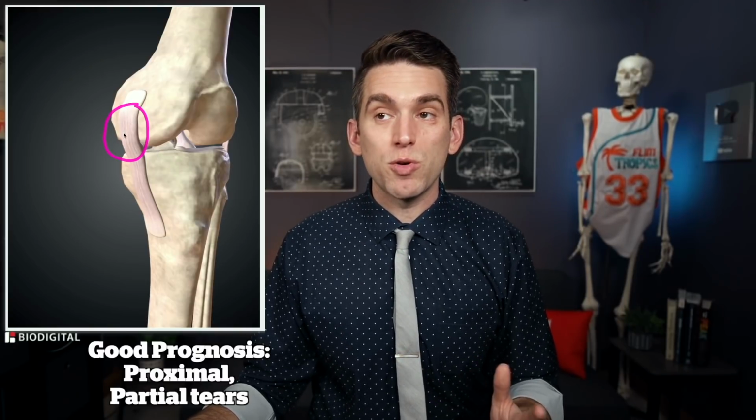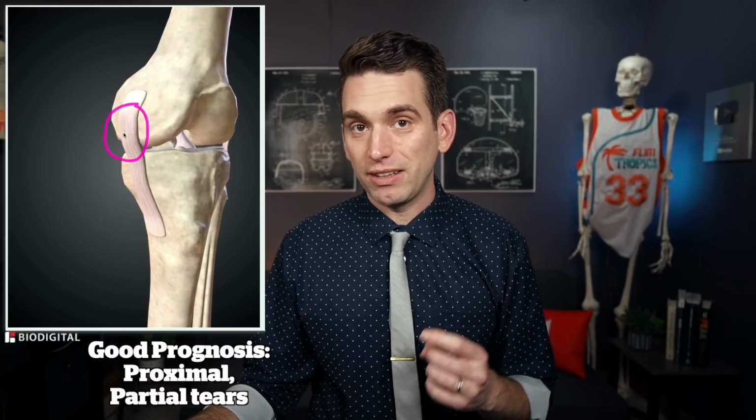Most MCL tears occur in this proximal portion of the ligament. This is good because most of the blood supply is better up in this proximal portion. So these tears are much more likely to heal. If you have a tear that's closer down in this distal or lower portion, these are the ones that we often worry about needing surgery if they're a full grade 3 tear, because these have a less likely chance of optimally healing because of poor blood flow.